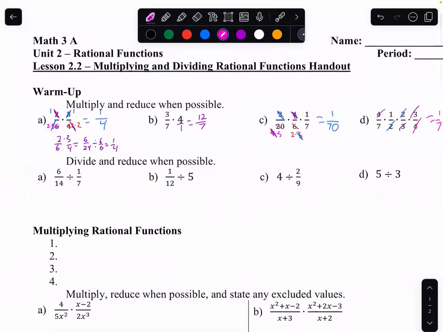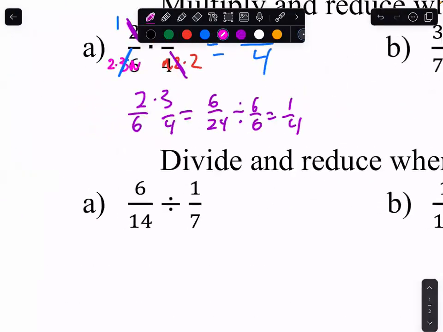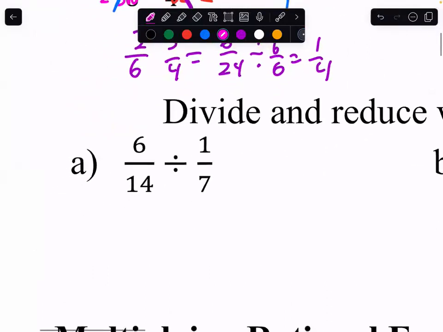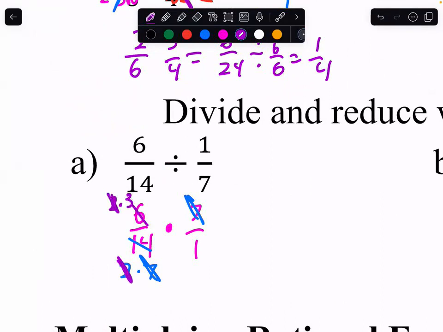And then we want to remember that to divide, we would typically rewrite it as multiplication by the reciprocal of the second number. So you leave the first fraction alone, but then to change the division to multiplication, you do the reciprocal. You flip the fraction upside down. 14 is 2 times 7, so we can get rid of a 7 from each section. But also, 6 is 2 times 3, so get rid of a 2 from each section. So we get 3/1, which is just 3.